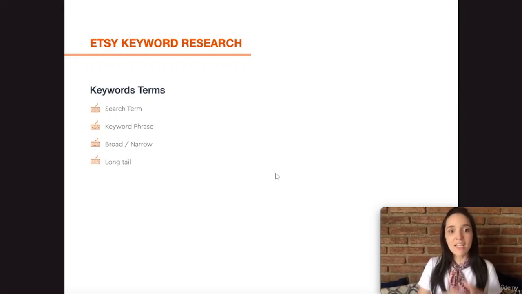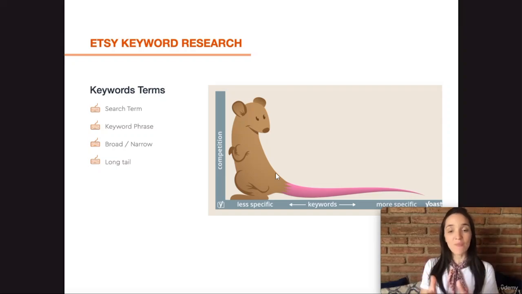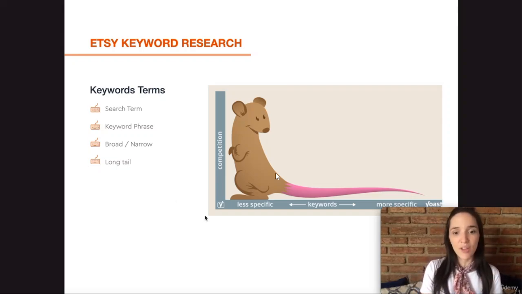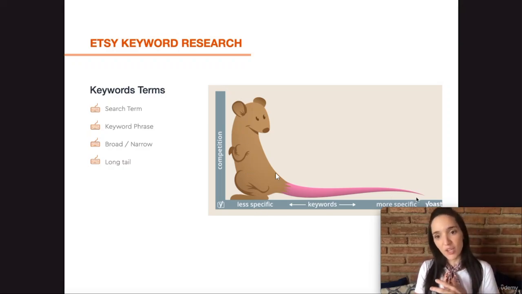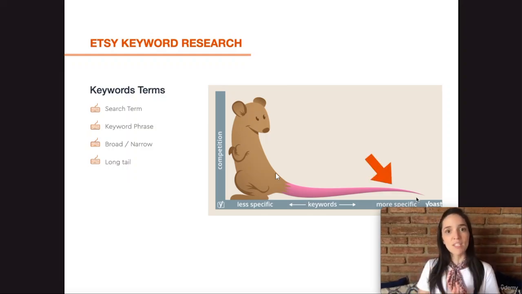And then last but not least, that brings us to the long tail keywords. When we talk about long tail, we're usually talking about at least three keywords put together in order to create this specific keyword phrase. And this graph right here illustrates what I've been explaining, which is the less specific you get with keywords, the higher the competition. And the more specific you get, the less the competition. So we definitely want to stay within that more specific spot.